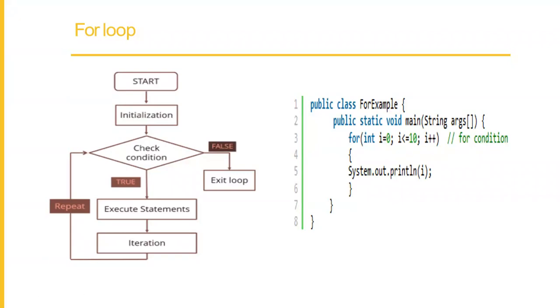First initialize. Next the condition will be checked, then the value is incremented or decremented, then it will go to the body of the loop. So this is one of the fastest loops in Java.